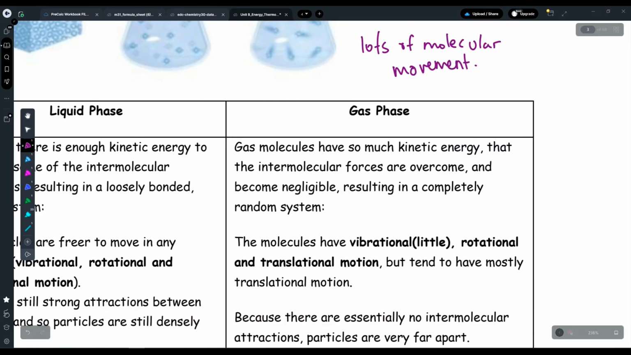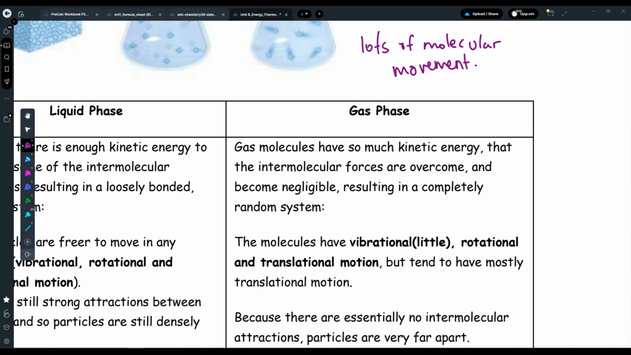Now, gas molecules have so much kinetic energy that the intermolecular forces are overcome and become negligible. Basically what that's saying is the intermolecular forces don't really affect the particles. It's not holding them together. So this results in a completely random system.